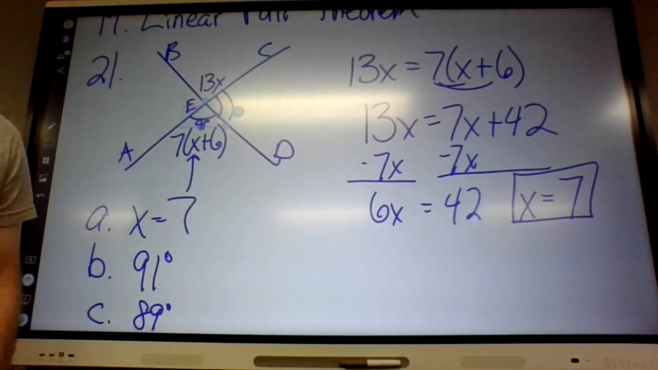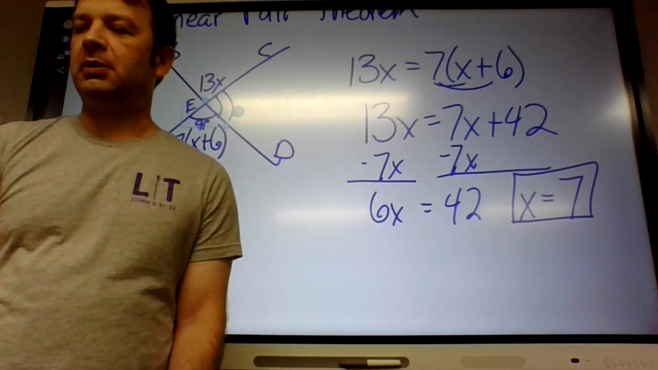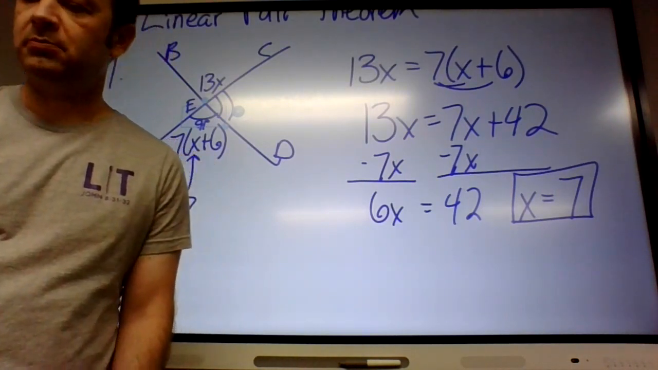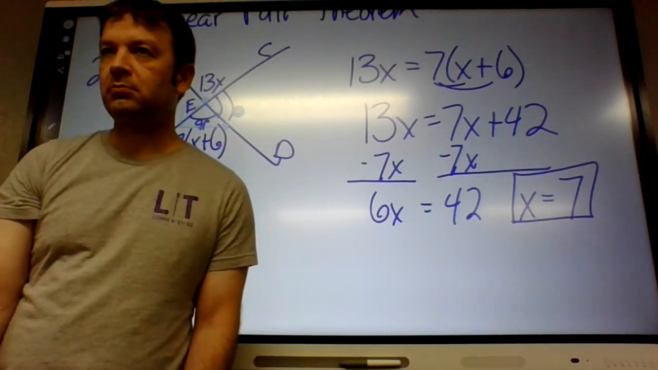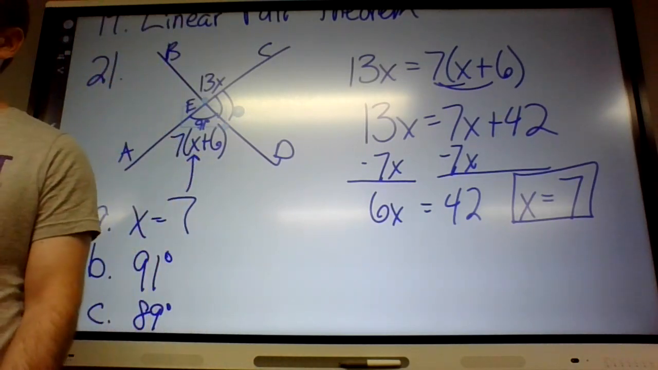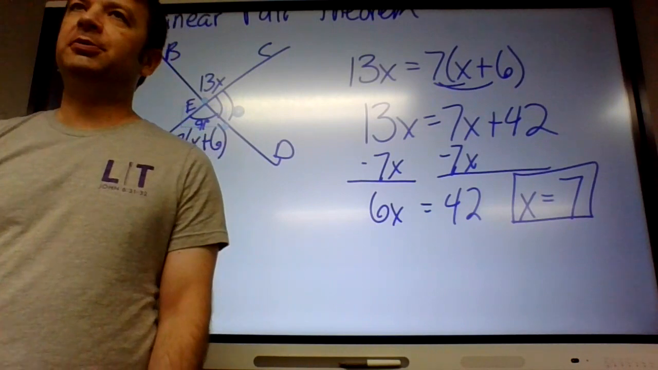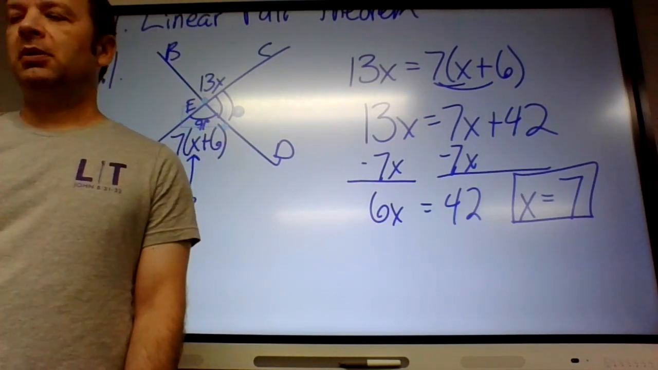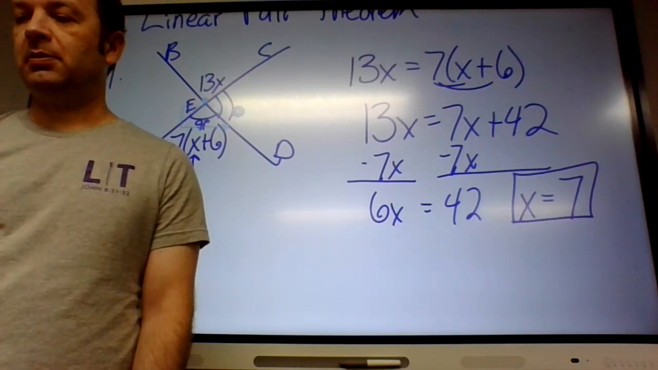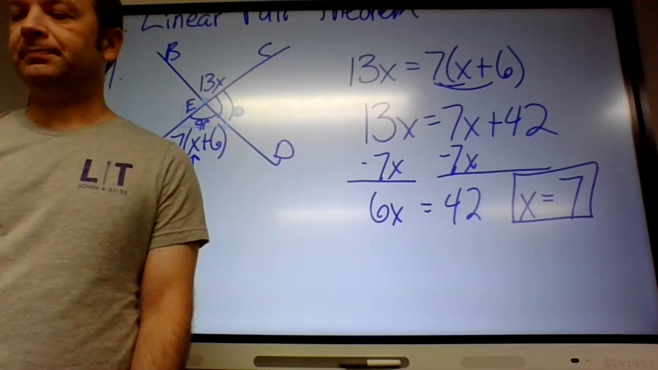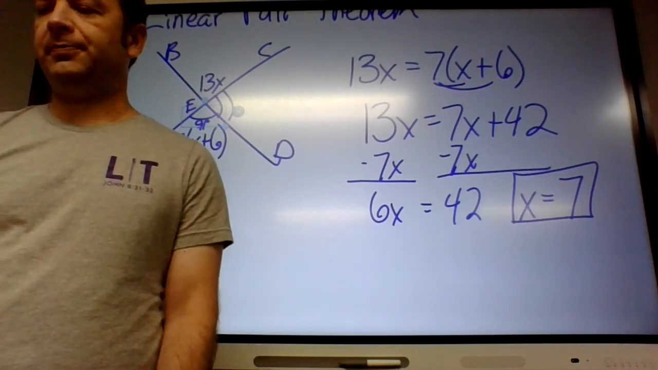All right, but how would we set up 22 though? Is it FOIL? No. What do we know about those two angles? They will add up to 180, so how would we write that? Plus, in parentheses, 9y plus 5 equals 180.